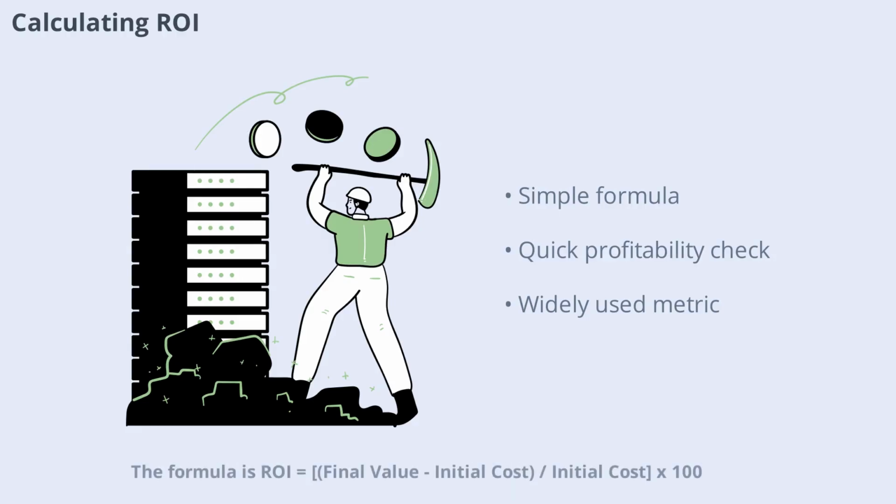The formula is ROI equals (final value minus initial cost) divided by initial cost, times 100. This straightforward calculation helps businesses and investors quickly assess the profitability of their investments.